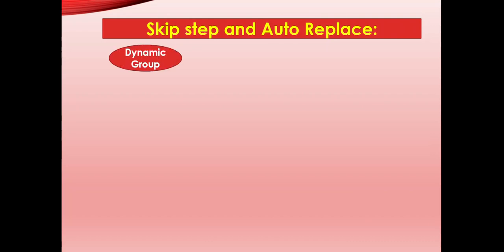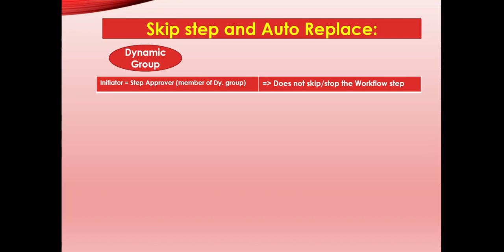What are those? Let's discuss first the dynamic group. In a dynamic group, if the initiator and the step approver are both the same and both belong to the dynamic group, in that case the workflow does not skip or stop, because in a dynamic group there can also be other approvers. So they can approve that workflow. That's why it is not restricted, stopped or skipped. The workflow can be raised and the other members of the dynamic group can approve it.